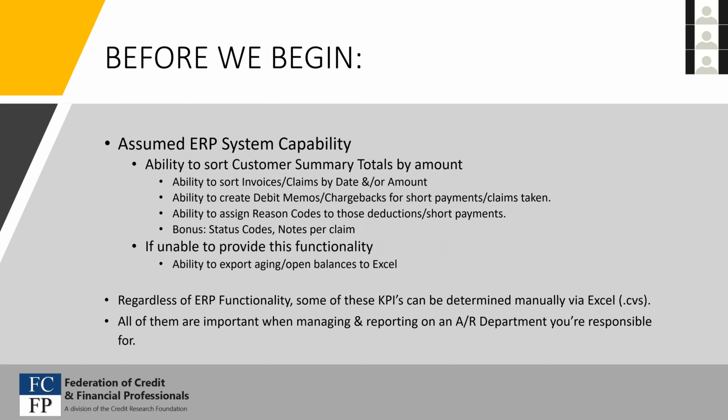If your ERP system is unable to allow these types of bells and whistles, then as long as it has the ability to export an aging and open balances to Excel, I'm going to show you during this presentation how to create a dashboard using that information on Excel and to be able to manage the department using that information. So regardless of your AR functionality, a lot of these KPIs can be determined using Excel. So we're going to go forward and go to the next one.